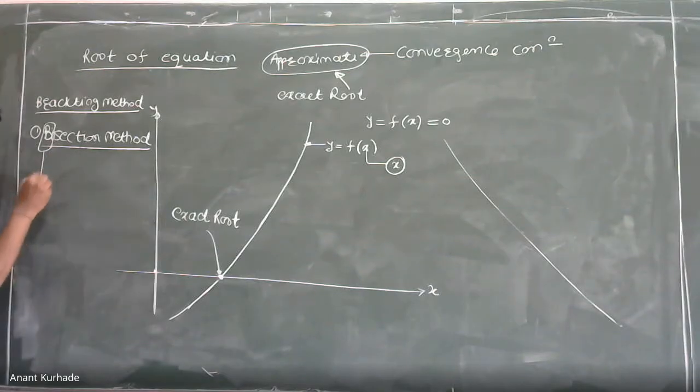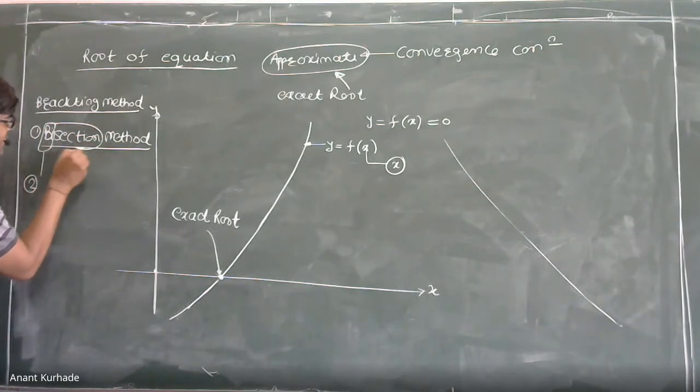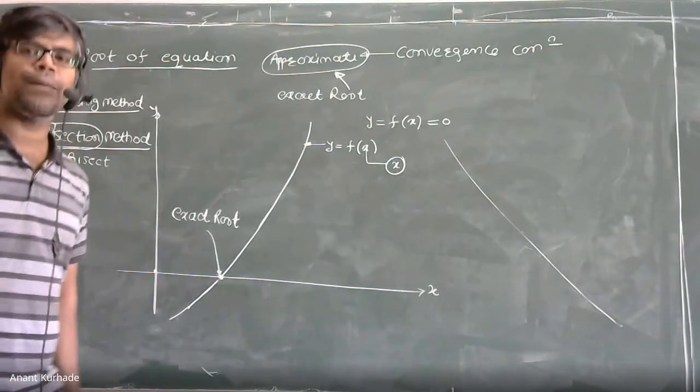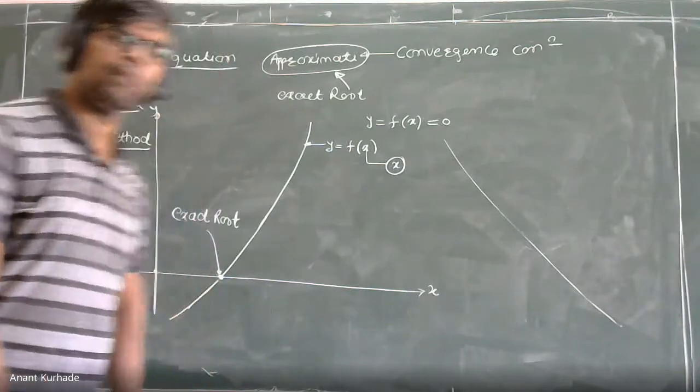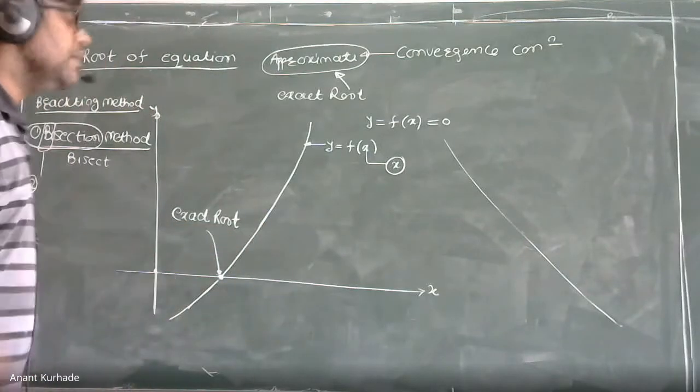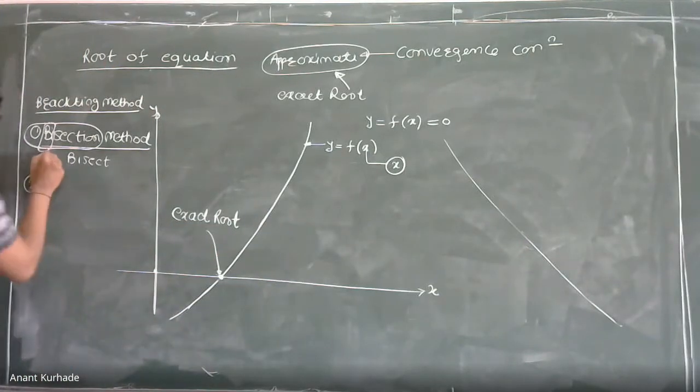Bi means what? Okay, and what is the meaning of this bisection? So we can say it is bisect. What is the meaning of bisect? Simple, tell me. Yeah, divide into equal parts. Divide that line into two equal parts.